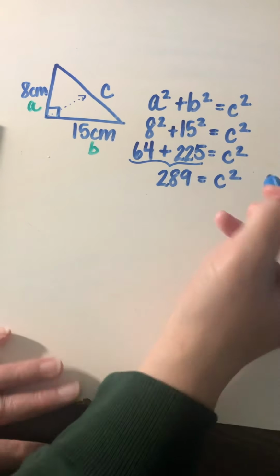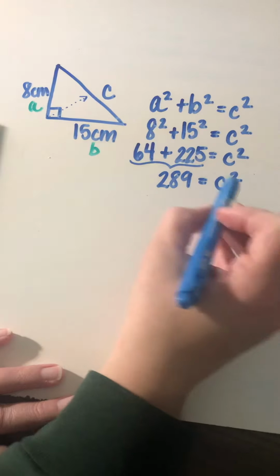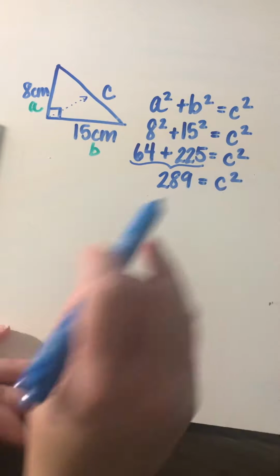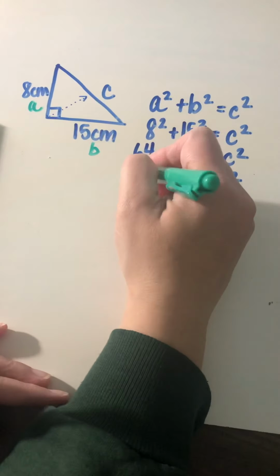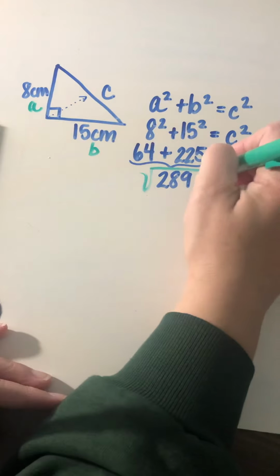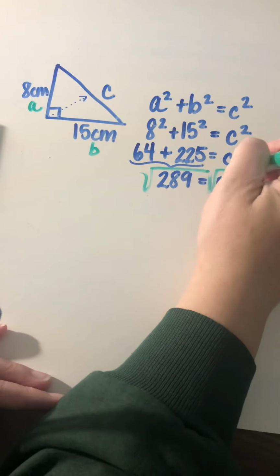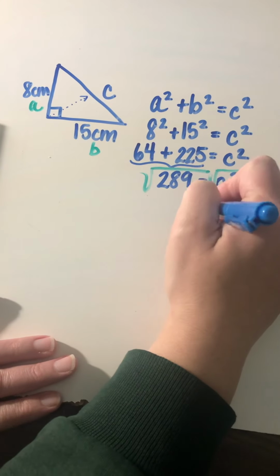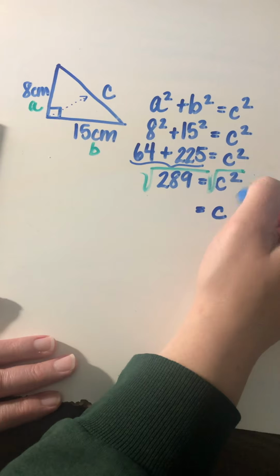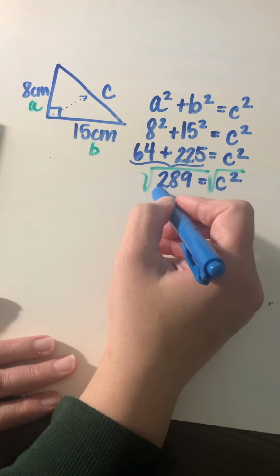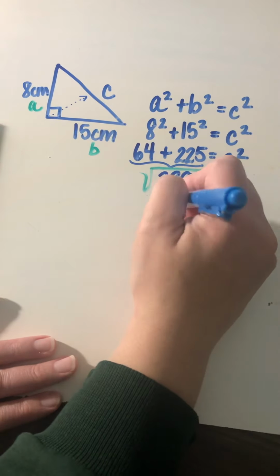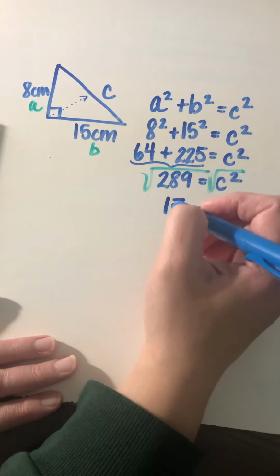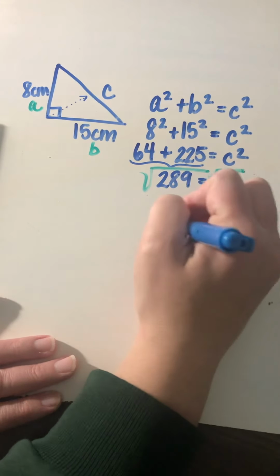Now, the opposite of squaring a number, as we learned the past couple days, is taking the square root of that number. So at this very last step, we're going to take the square root of 289, technically taking the square root on both sides. The square root of C squared is just C, because C times C would give you C squared. And the square root of 289 is 17. 17 times 17 gives you 289. So C is 17 centimeters.